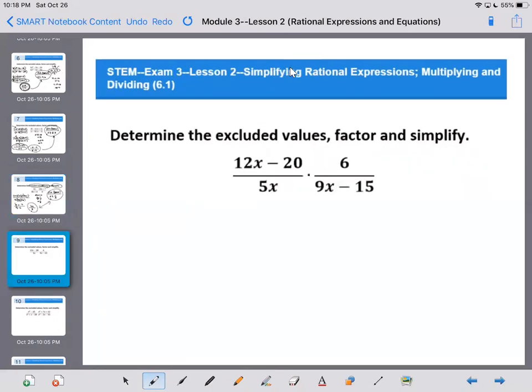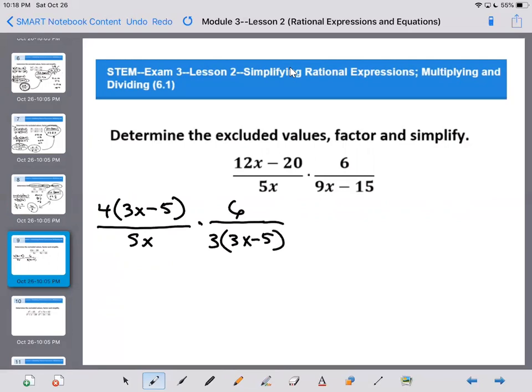All right, determine the excluded values again with multiplying. So I want to think, how much is 12x minus 20? I want to simplify as much as I can. You always want to think, can I divide out 12 from both of those? 12 and 20, the answer is no. So the greatest factor would be 4. So that would be 3x minus 5 divided by 5x multiplied by 6 divided by, so 9x minus 15. So 3 is the greatest factor, so that'd be 3x minus 5.